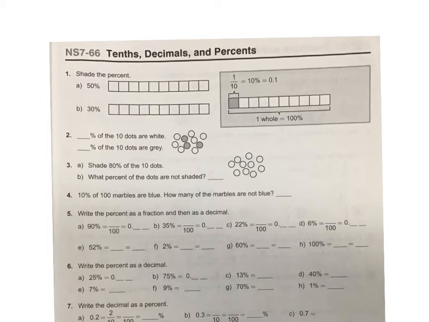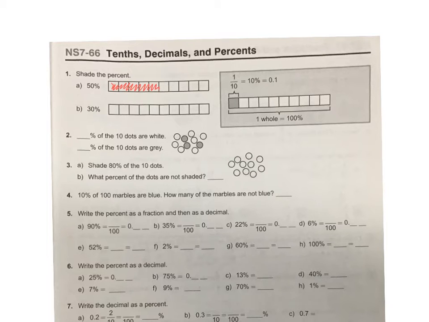Our first page for today's lesson is on tenths, decimals, and percents. Our first question asks us to shade the percent. So, if this is divided into 10 pieces, and together it's 100%, each block would be 10%. So to shade 50%, I would need to shade 5 squares. So I can go through and shade in 5.